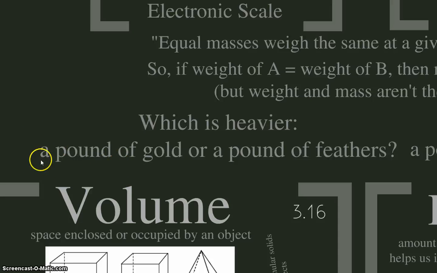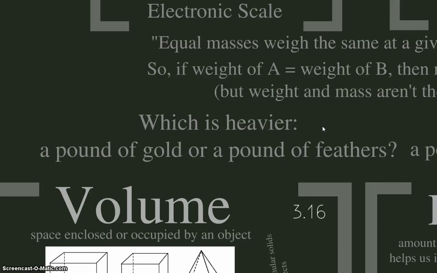Well, what is a pound? A pound is a measurement of weight, okay? It doesn't matter if the pound is of gold or of feathers. A pound is a pound. So which is heavier? Neither. They're both the same, right? They're both a pound, okay?